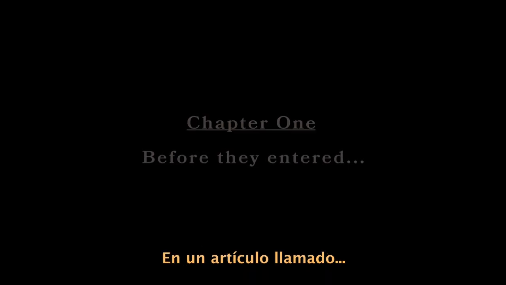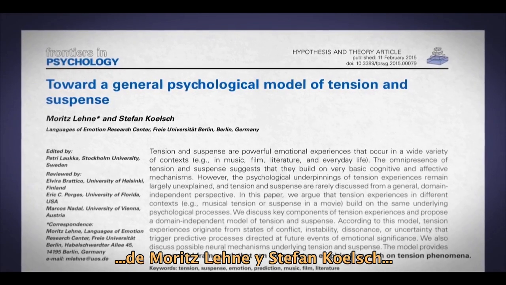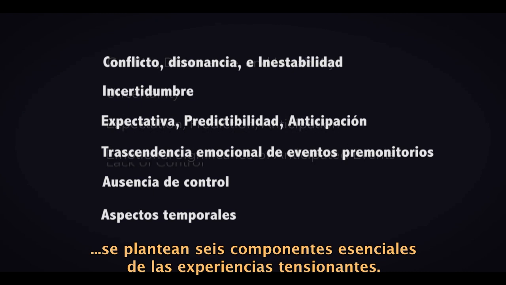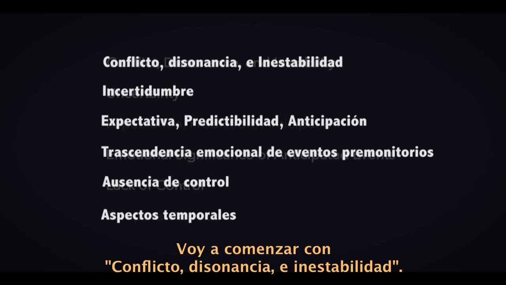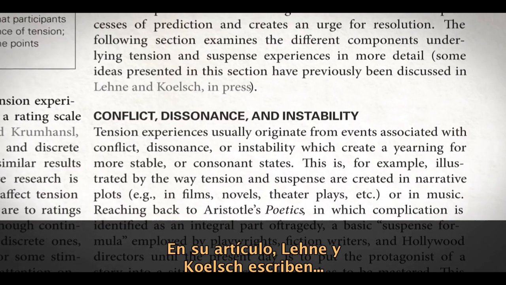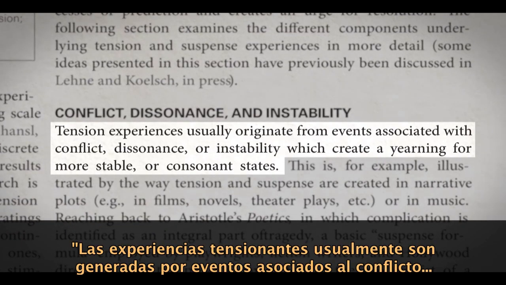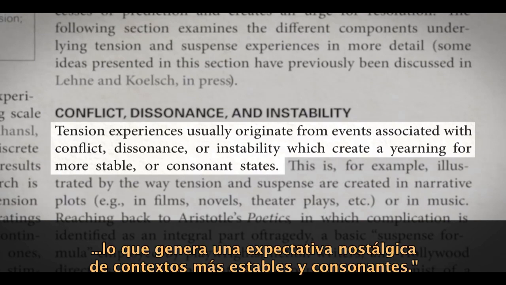In a paper titled Toward a General Psychological Model of Tension and Suspense by Moritz Lenn and Stefan Kolsch, they discuss 6 key components of tension experiences. Today, I want to examine 4 of them, beginning with conflict, dissonance, and instability. In their paper, Lenn and Kolsch write, "Tension experiences usually originate from events associated with conflict, dissonance, or instability, which create a yearning for more stable or consonant states."